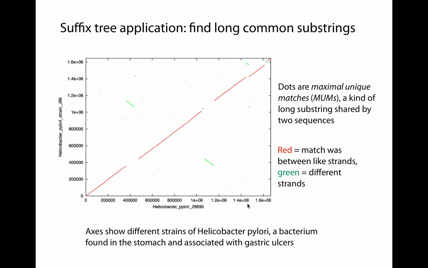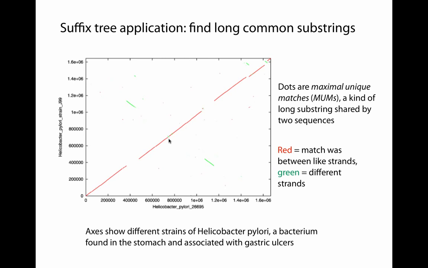Here's one genome of the bacterium Helicobacter pylori. Here's another strain of Helicobacter pylori. So these are two closely related but different genomes. And what I'm showing you in this plot is that everywhere you see a dot that's either red or green, there's sequence similarity between the two genomes. Specifically, these dots are so-called maximal unique matches.